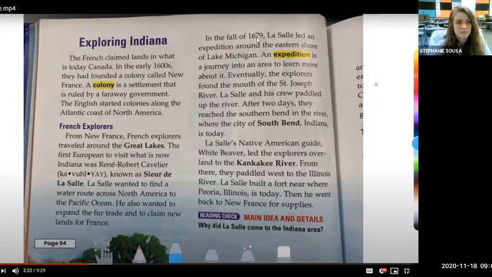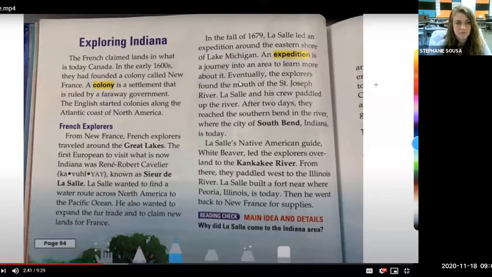In the fall of 1679, La Salle led an expedition around the eastern shore of Lake Michigan. An expedition, everyone say expedition. Expedition. An expedition is a journey into an area to learn more about it.